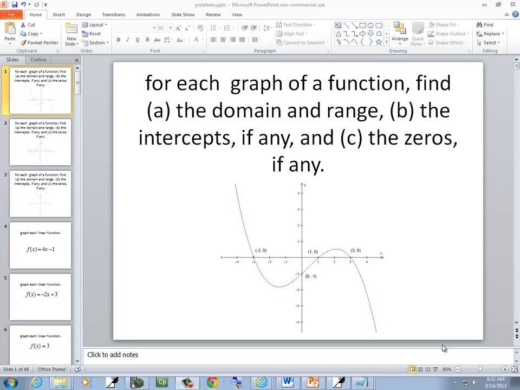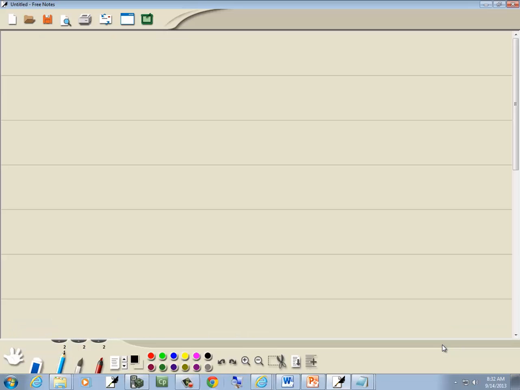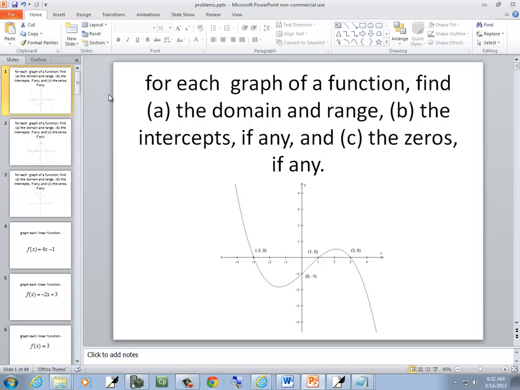Let's take a look at this problem. For each graph of a function, find the domain, range, intercepts, and zeros, if any. So let's start with our domain. Your domain is your x values where your graph exists.